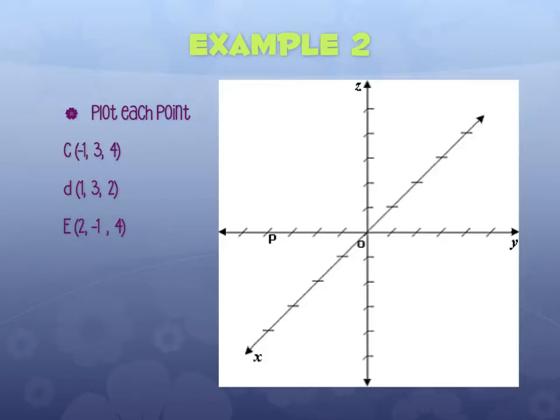All right, so we're going to plot the points. I'll do the first one with you, and then I'll let you do the other 2. So C is (-1, 3, 4), which means from my origin, which is here, I'm going to move back 1. I'm going to move right 3, 1, 2, 3. And I'm going to move up 4, 1, 2, 3, 4. And that would be C.